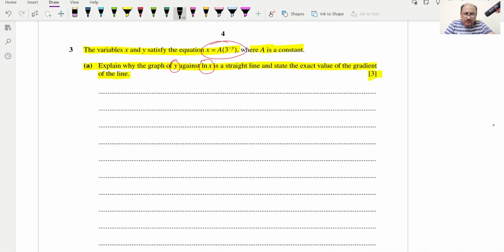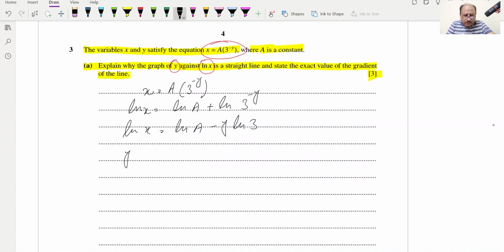So we will take this equation, which is x is equal to a into 3 raised to power minus y, and we will take log on both sides, so log of a plus log of 3 raised to power minus y by the log rule. We can rewrite it as log x is equal to log a, and the power we can pull down first, so minus y log 3. Now we can shift this y log 3 to this side, because we are interested in y, making y the subject. So y log 3 is equal to log a minus log x.